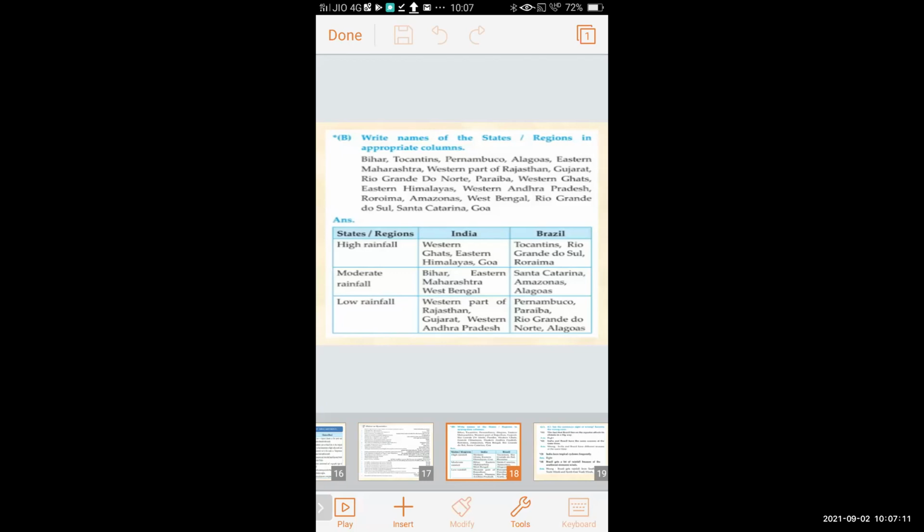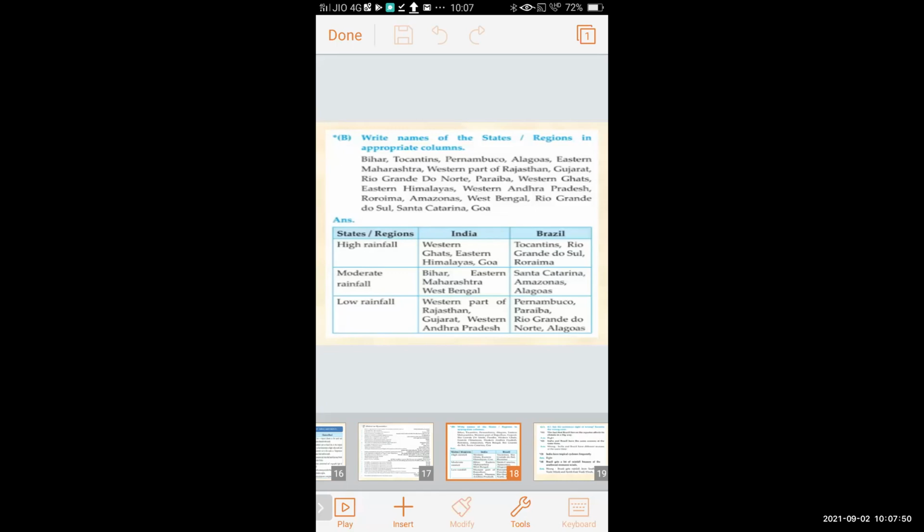Pernambuco, Paraíba, Rio Grande do Norte, and Alagoas. So this is the classification of different states of India and Brazil related to the rainfall: how much they receive, high, moderate, or low. In India, high rainfall is found in the Western Ghats, Eastern Himalayas, and Goa. Moderate rainfall is in Bihar, Eastern Maharashtra, and West Bengal. Low rainfall is in the western part of Rajasthan, Gujarat, and western Andhra Pradesh.